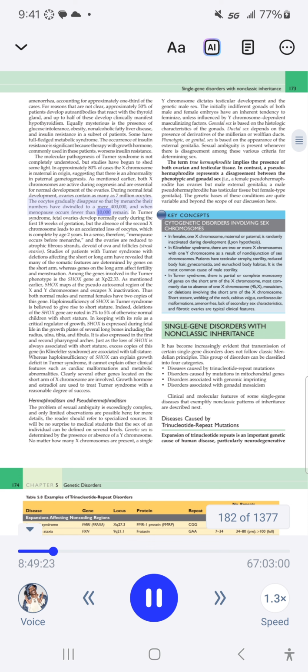fewer than 10,000 remain. In Turner syndrome, fetal ovaries develop normally early during the first 18 weeks of gestation, but the absence of the second X chromosome leads to an accelerated loss of oocytes, which is complete by age 2 years. In a sense, therefore, menopause occurs before menarche, and the ovaries are reduced to atrophic fibrous strands, devoid of ova and follicles: streak ovaries.